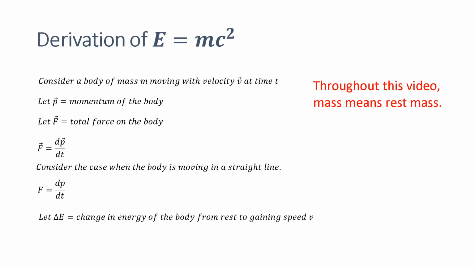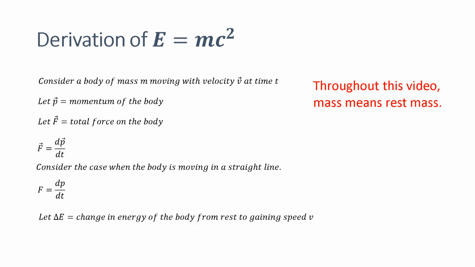Consider a body of mass m which is moving with velocity v at time t. Suppose p is the momentum of the body and F is the net force acting on the body. Then by definition of force, F equals dp by dt. Consider the case when the body is moving in a straight line. Then on taking magnitude on both sides, we get F equals dp by dt, where F is the magnitude of force and p is the magnitude of momentum.